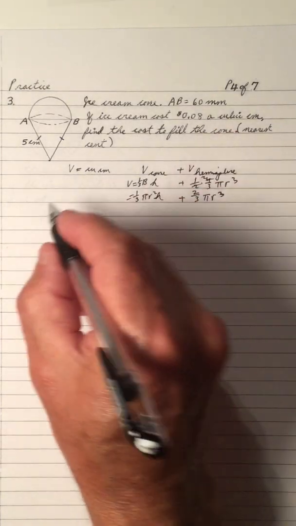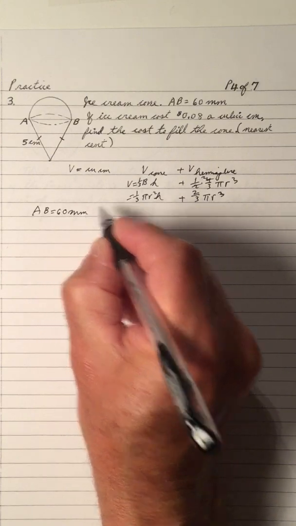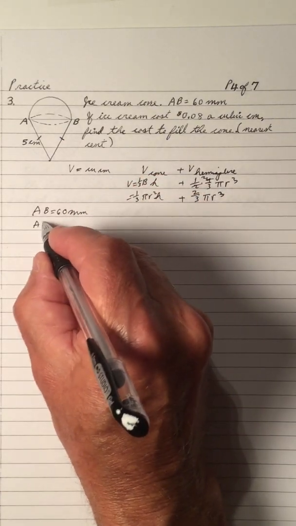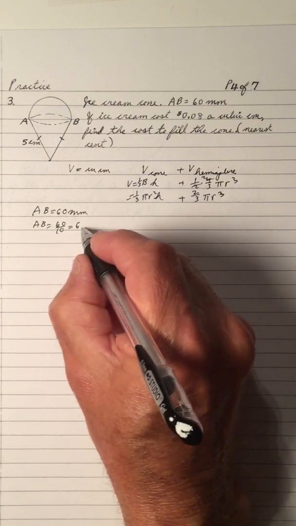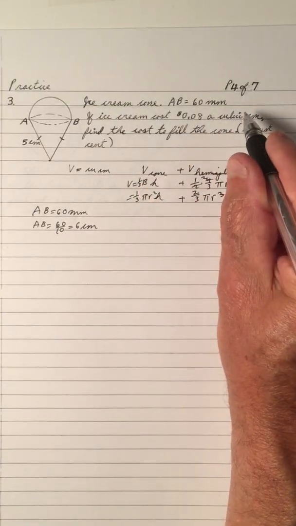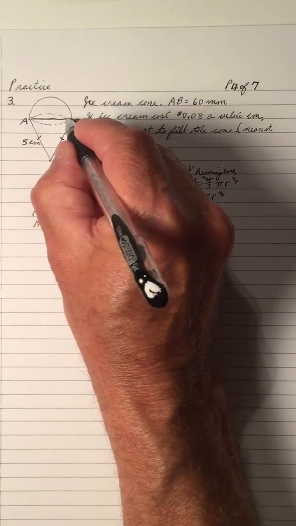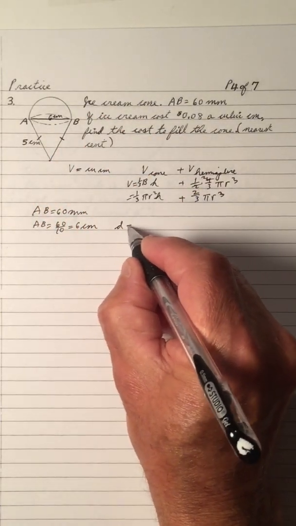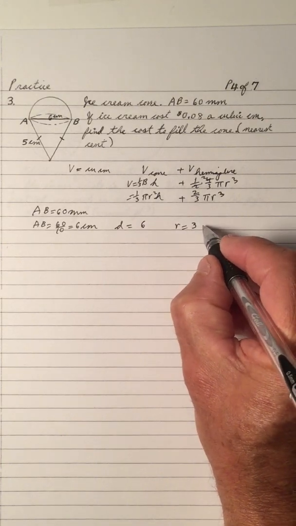We have AB to be 60 millimeters. But we notice that the volume is in cubic centimeters. So we have to say that AB is 60 divided by 10, so we get 6 centimeters, because we have to have the same units. Again, the volume is in cubic centimeters, so the millimeters got to convert. So if we draw AB as 6 centimeters, that's the diameter. That means the radius is half of that, so the radius is 3 centimeters.